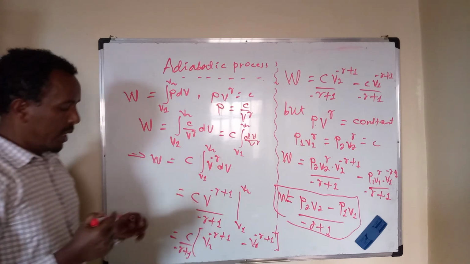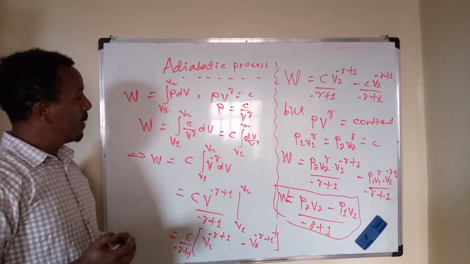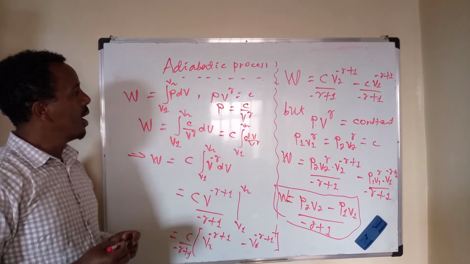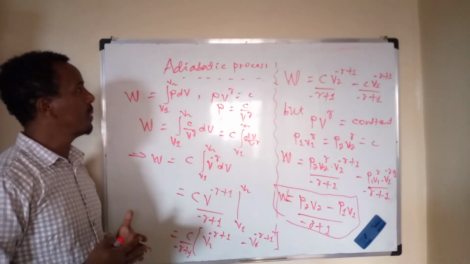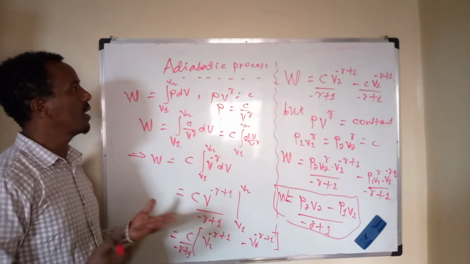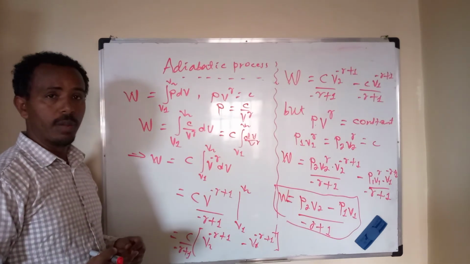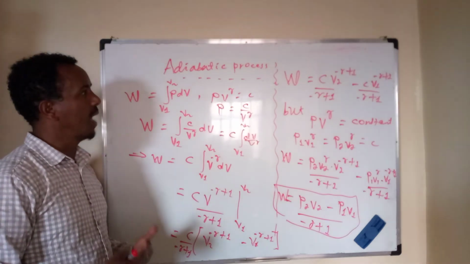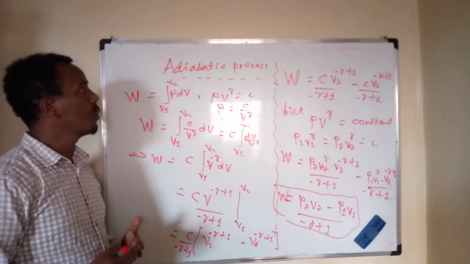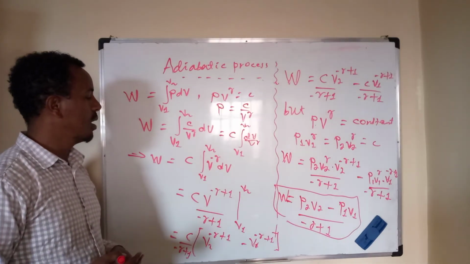So, in adiabatic process, the graphical representation is different from the graphical representation of isothermal process. The graph of adiabatic process is steeper than the graph of isothermal process.